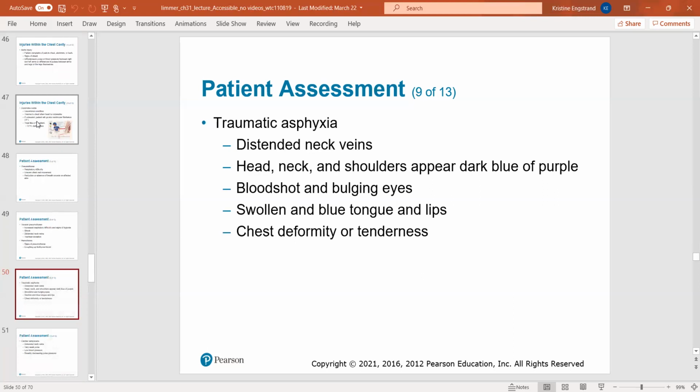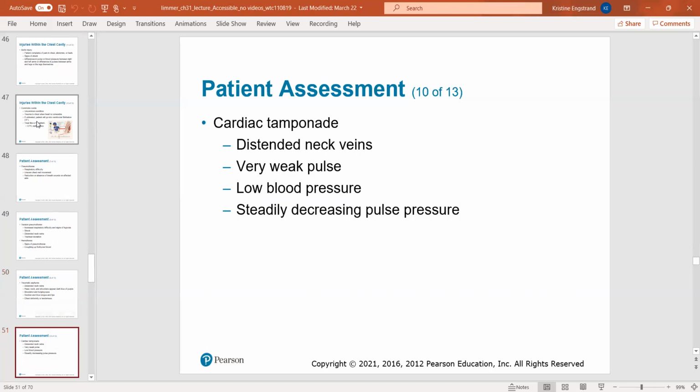Traumatic asphyxia: let's look for, once again, distended neck veins, JVD. Head, neck, and shoulders are dark blue, purple, bloodshot, bulging eyes, swollen blue tongue, lips, chest deformity. We've probably got asphyxia going on.